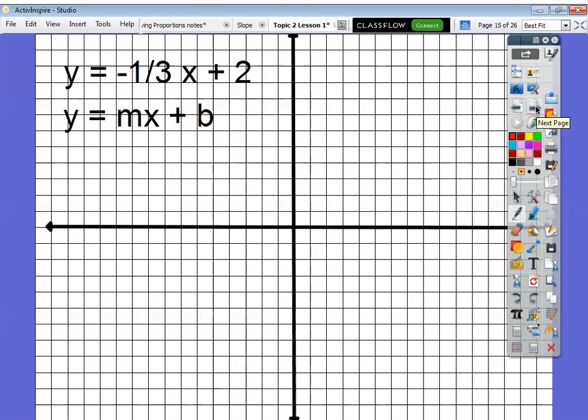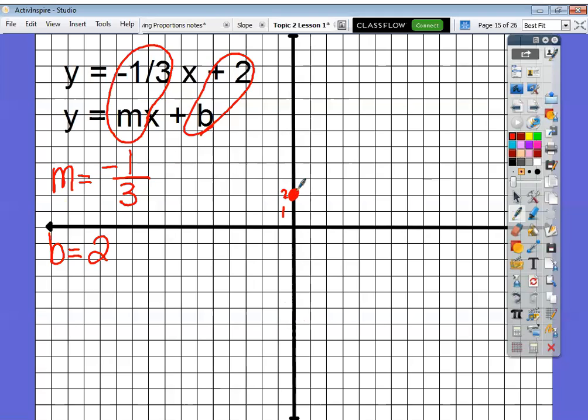Ready? Okay, so first of all, here's my m. My m is negative 1 over 3. Notice that I assigned the negative to the rise. And my b is positive 2. Okay? All right, so b is y-intercept. So I start at the beginning. So on my y-axis, there's 2, and I just put a dot.